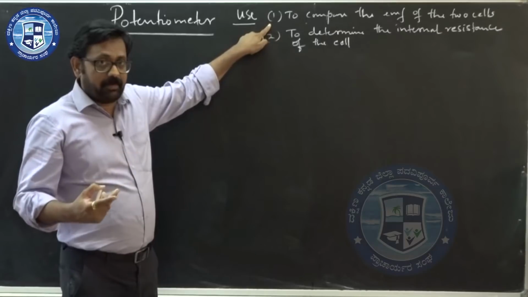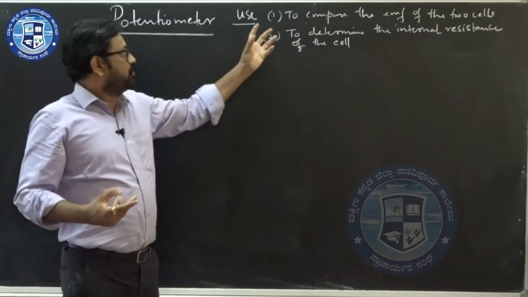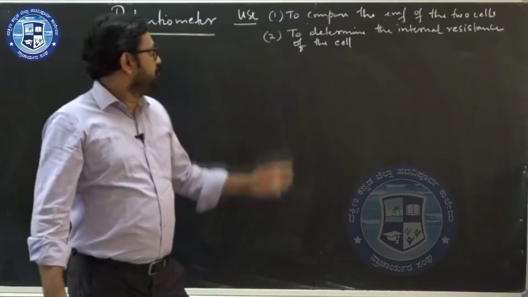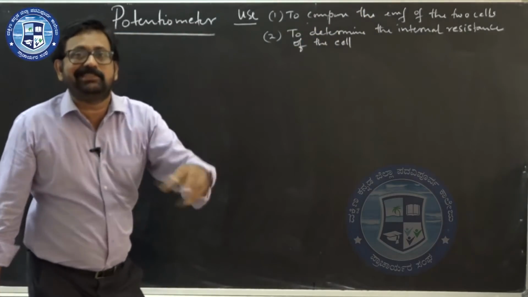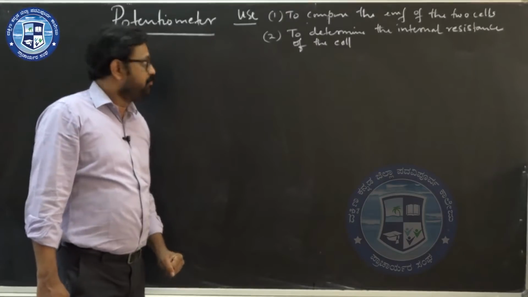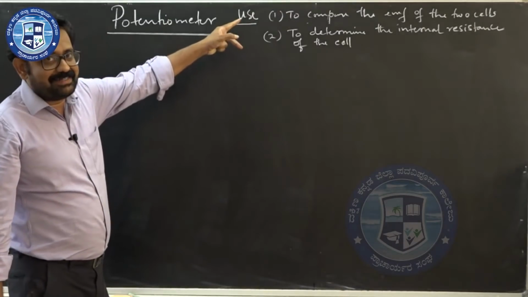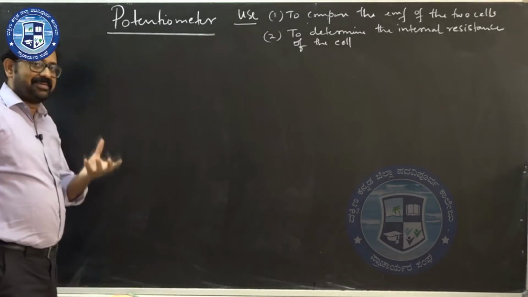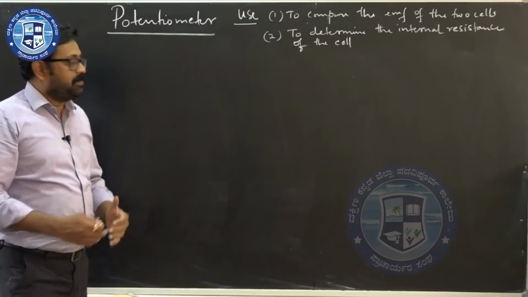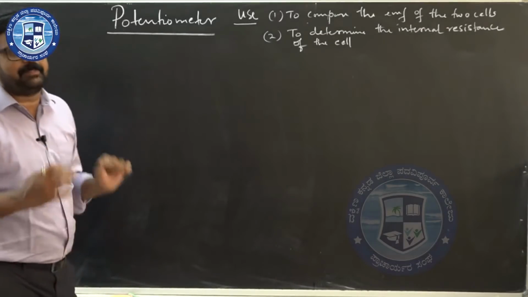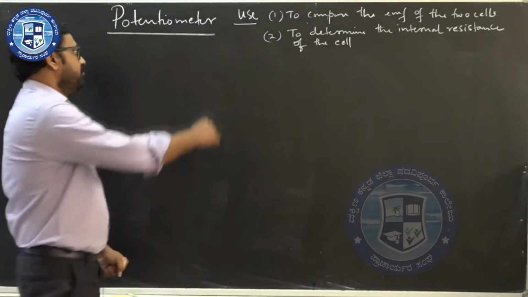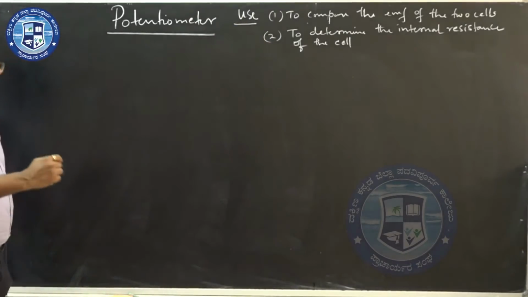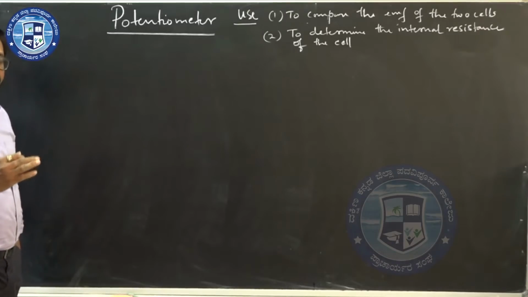These are 2 separate experiments using a potentiometer. It can be used to compare the EMF of 2 cells, and it can be used to determine the internal resistance of the cell. We are going to discuss in detail. Before I take up one by one, let me describe what a potentiometer is, and explain the basic principle behind its working. Then we will move on to the experiments. So we will begin with the description of the instrument.